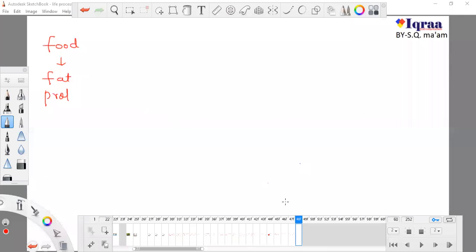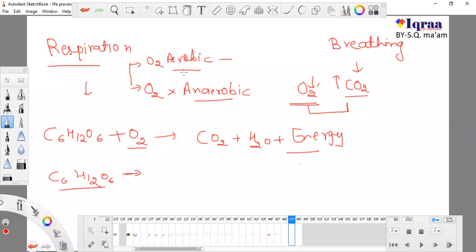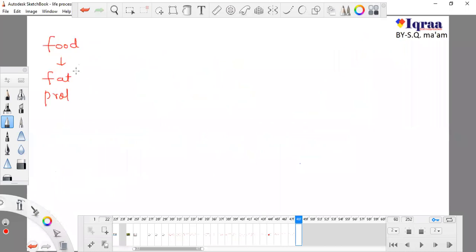So I'm continuing. There are two types of respiration: aerobic, which is oxygen based, and anaerobic, where no oxygen is needed. In humans, we are aerobic. Whatever food you eat, fat, protein, carbohydrates, or starch, we know that the basic component of these foods is glucose. They originated from glucose.